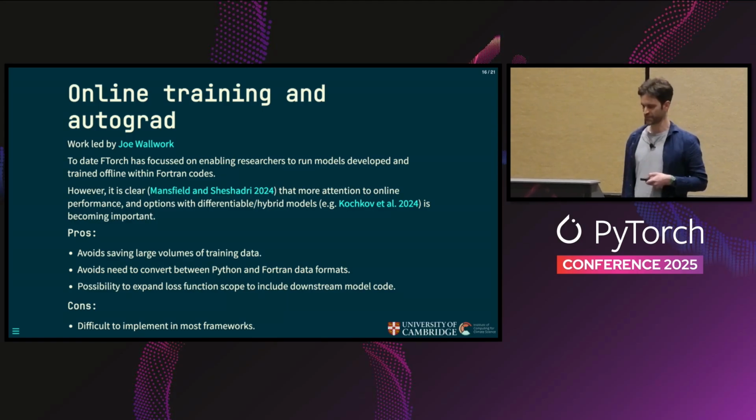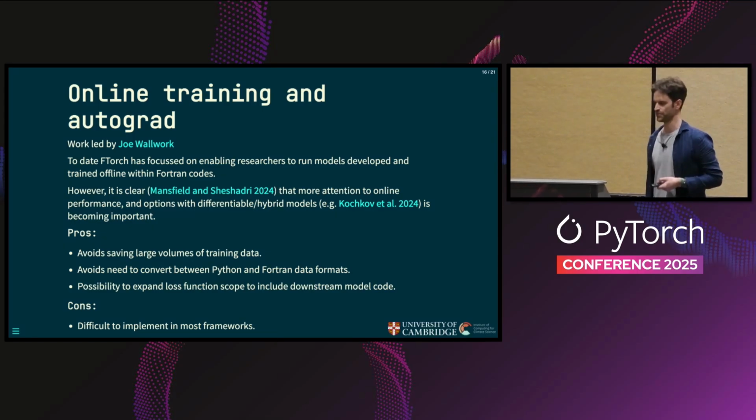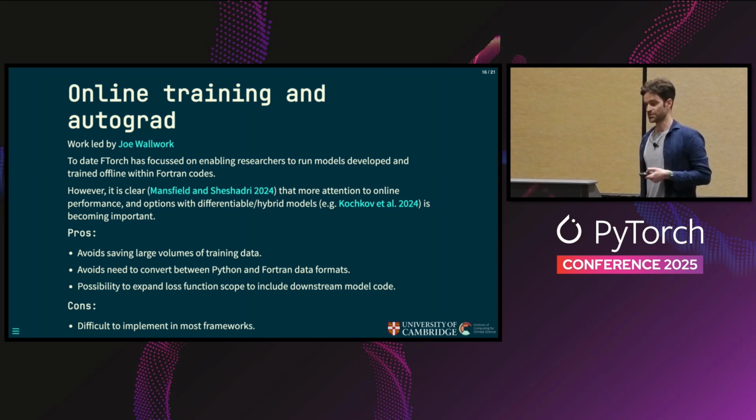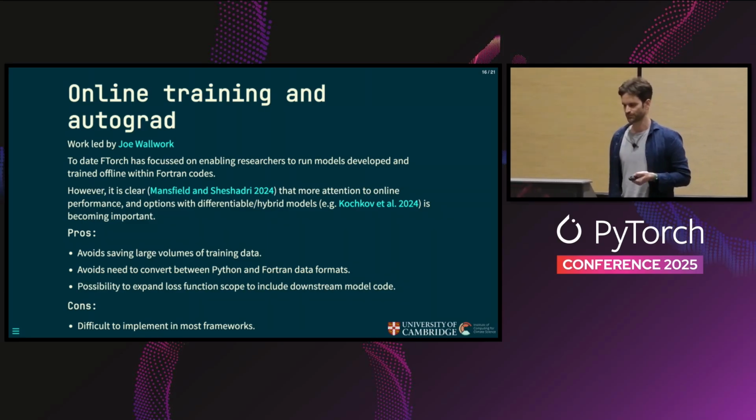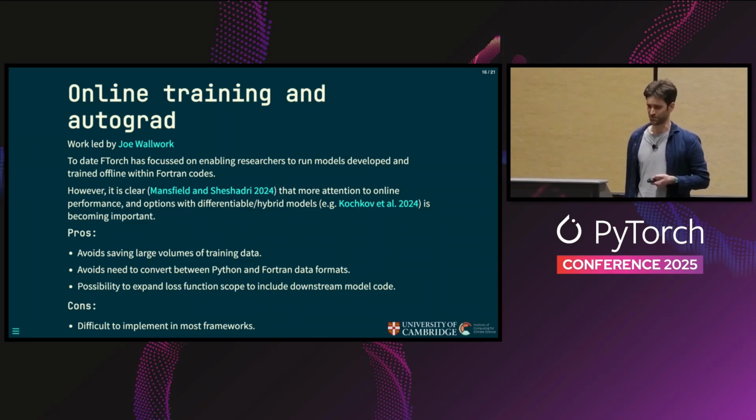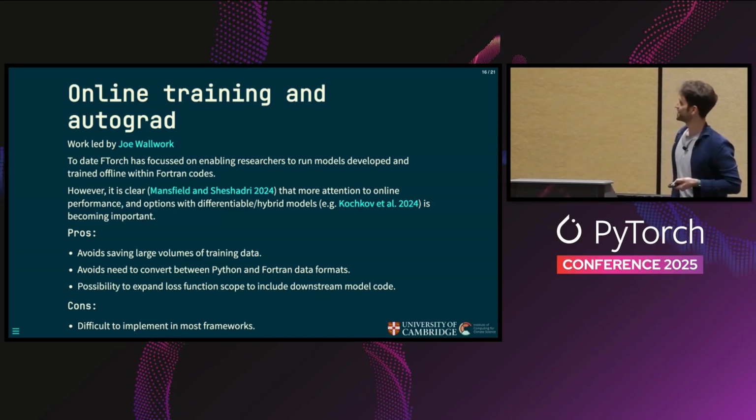There have been a few papers released recently in the climate science community where if you train offline models and then put them into production, they completely fall over. They diverge over very, very long timescales. So there's a good reason to do online training so that we can massage these brittle models over time. This avoids saving large volumes of data. You can just completely avoid doing offline training if you want to and just train as you go in your climate model. You don't have to convert between Python and Fortran data formats.